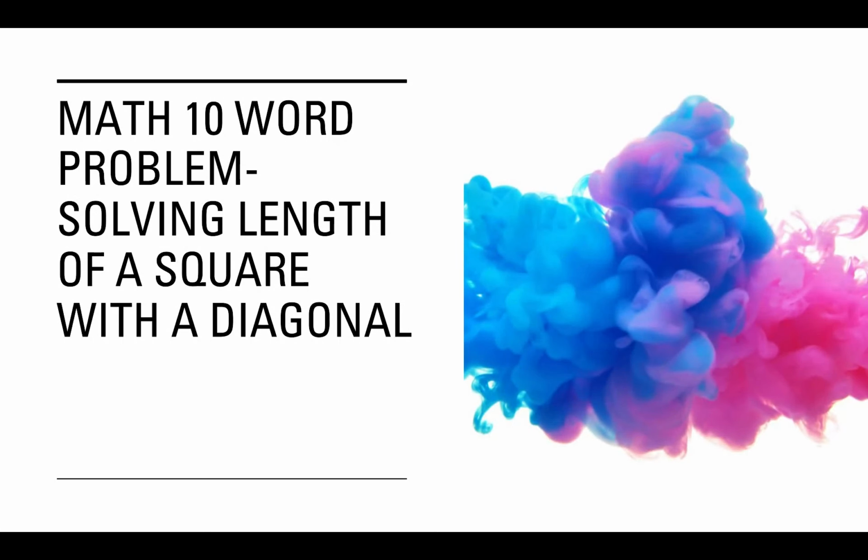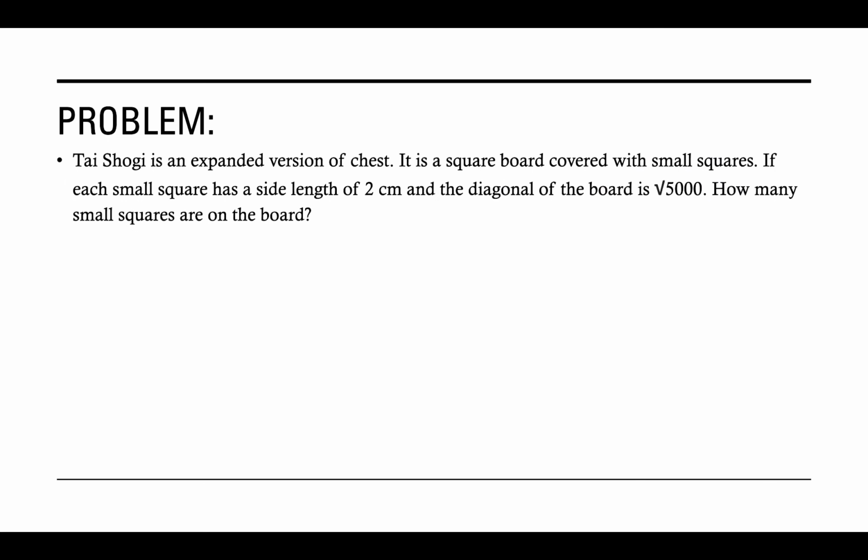So I'm looking at a word problem about solving the length of a square with a diagonal. This problem was sent by a student I tutor, and it's about a Japanese version of chess, where you use a square board covered with small squares. To set that up, you have one big square, and we don't know the size of this square.